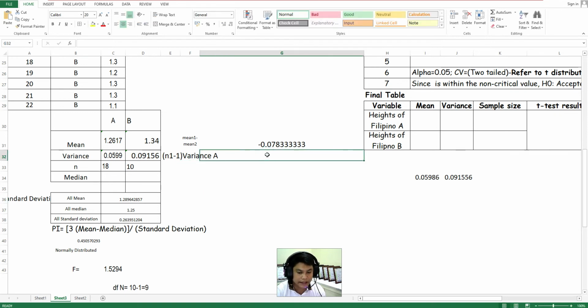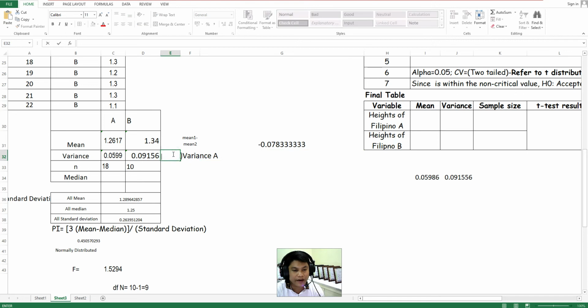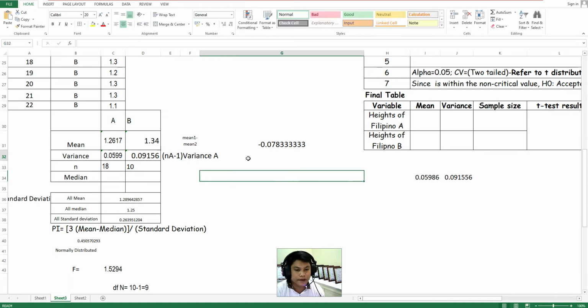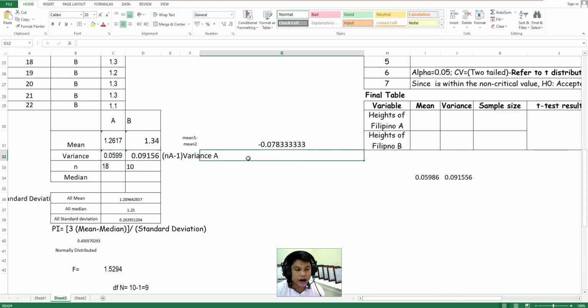Okay, so that is equal to, the n1 refers to the n of A, the first group. In the first group there are 18, so 18 minus 1 is 17, so equals 17 times the variance of group A, which is this, enter.